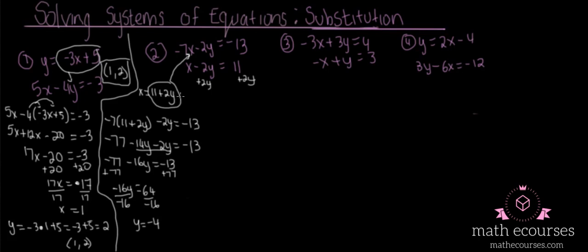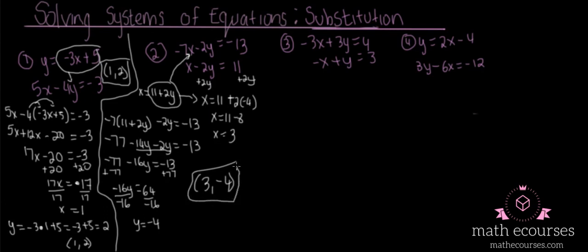I'm going to plug it in here. So here I said x equals 11 plus 2 times y. Y is negative 4. So x equals 11. 2 times negative 4 is negative 8. So x is 3. So my solution here is 3 and negative 4, because x is 3 and y is negative 4.